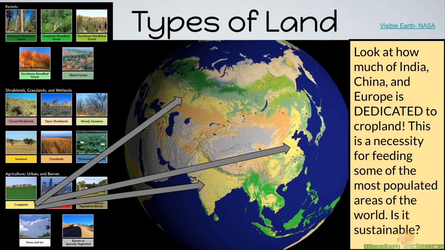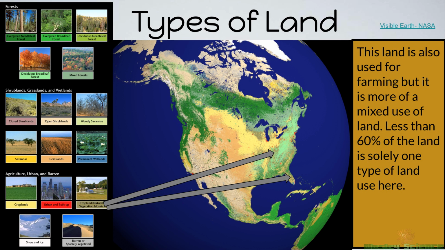Now, if we look at other places like India and China and Europe, just look at how much is dedicated to cropland. It's pretty crazy. This is the necessity for feeding some of the most populated areas of the world. But what I ask of you is, is it sustainable? Now let's go back to the US. This land is also used for farming.